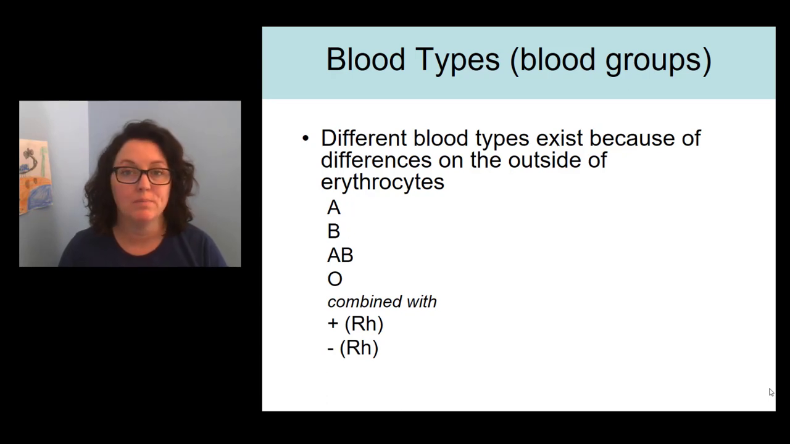So let's take a look at blood types. Blood types are also known as blood groups, and you've probably heard of the different types of blood types, right? A, B, AB, O, and then we combine those with positive and negative, right? What makes these different blood types is the presence or absence of stuff on the outside of red blood cells, right? So let's take a look at what we're talking about exactly.